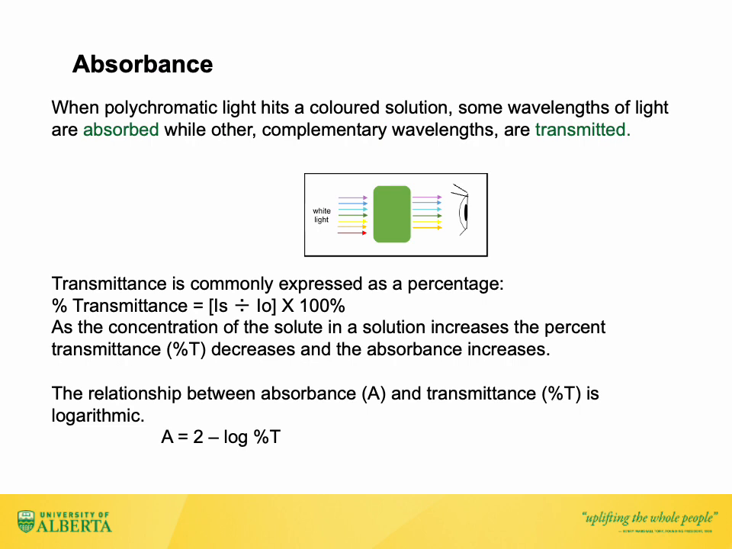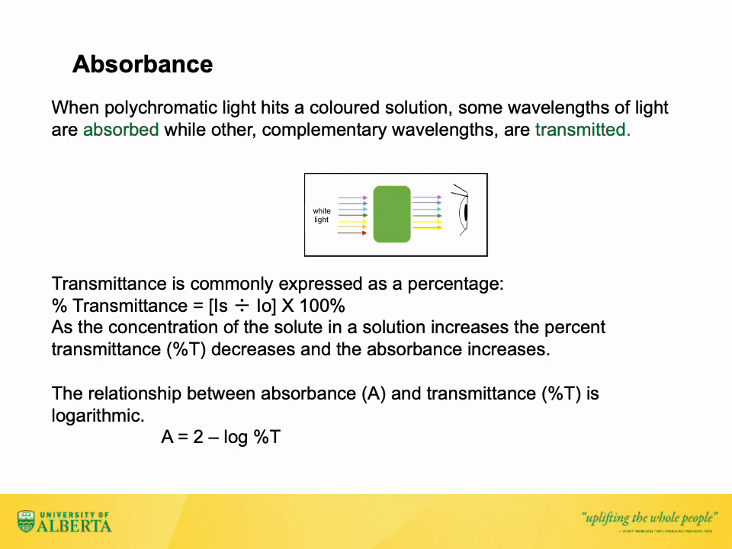We'll start with just a brief background into absorbance readings. When a polychromatic light hits a colored solution, some wavelengths of the light are absorbed while other complementary wavelengths are transmitted. The transmitted light is the light that we see with our eye when we look at a colored solution. Transmittance is commonly expressed as a percentage.